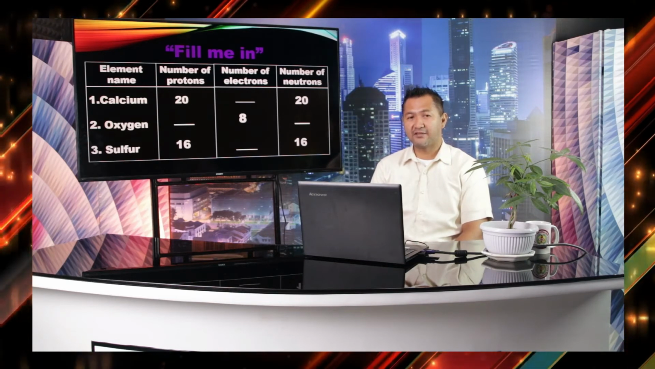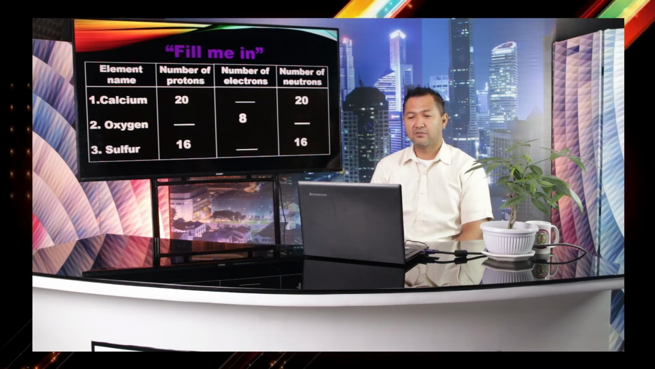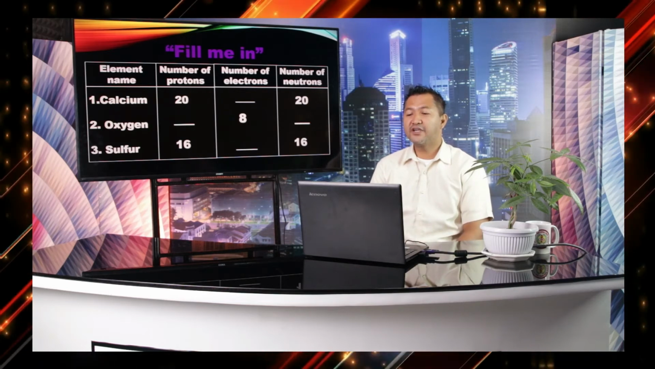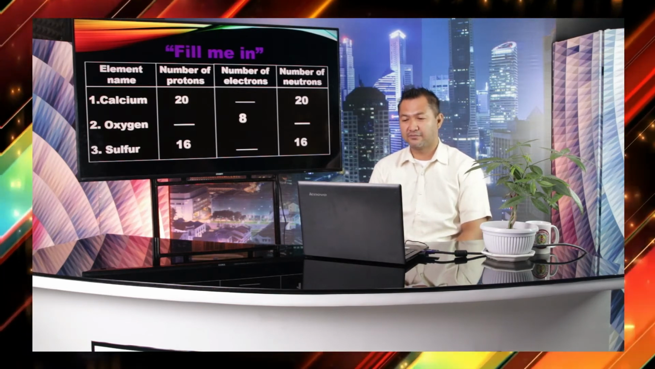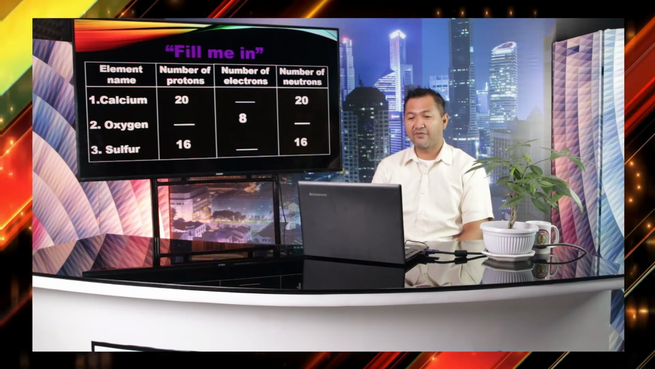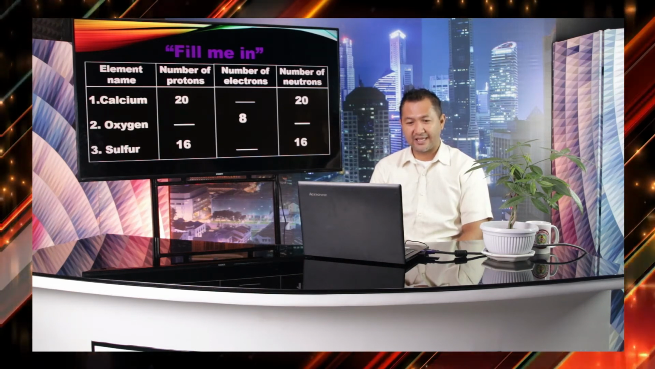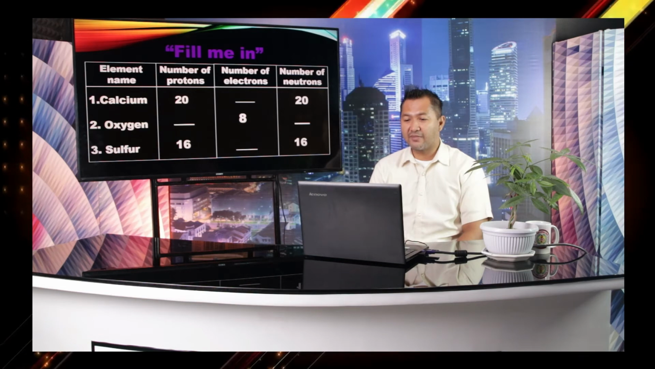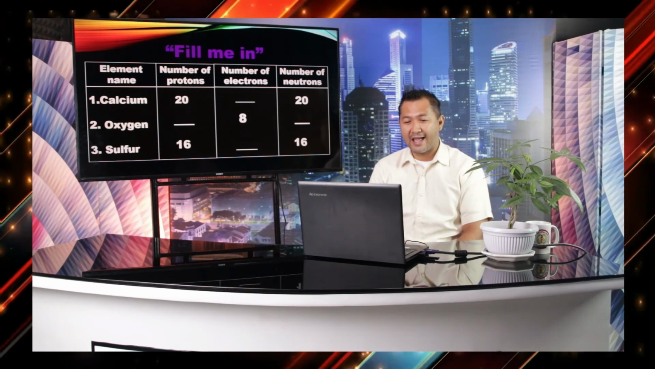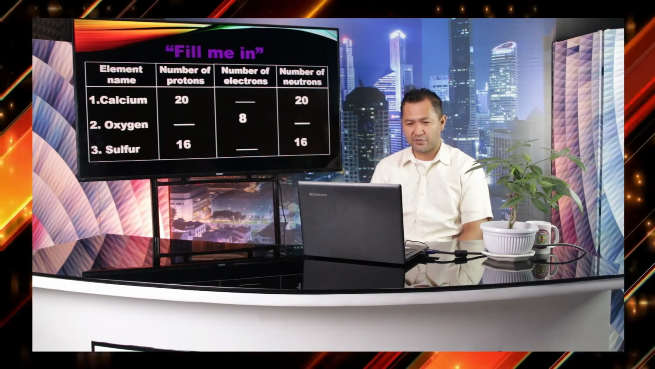The first element is calcium with 20 protons, blank the number of electrons, and 20 neutrons.